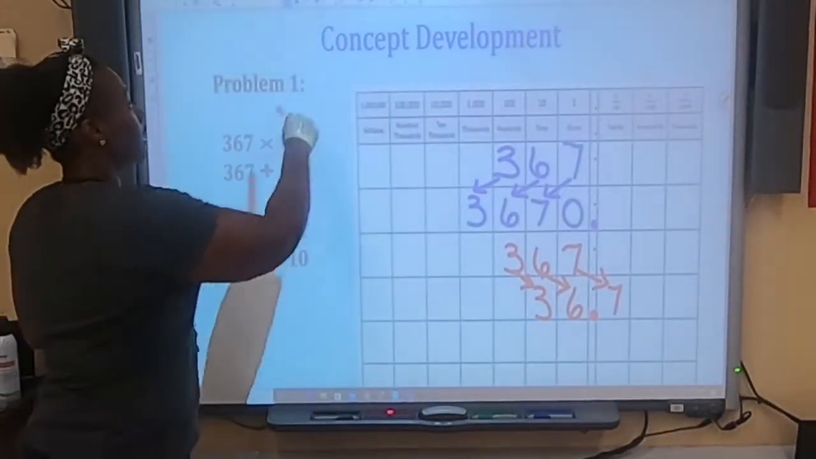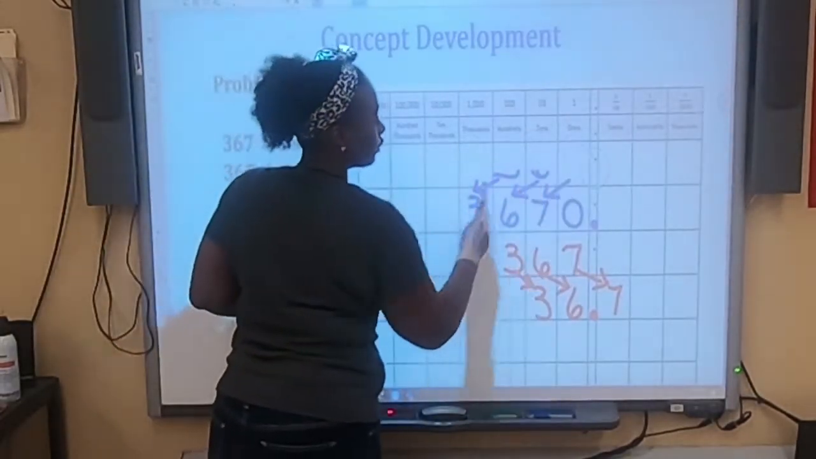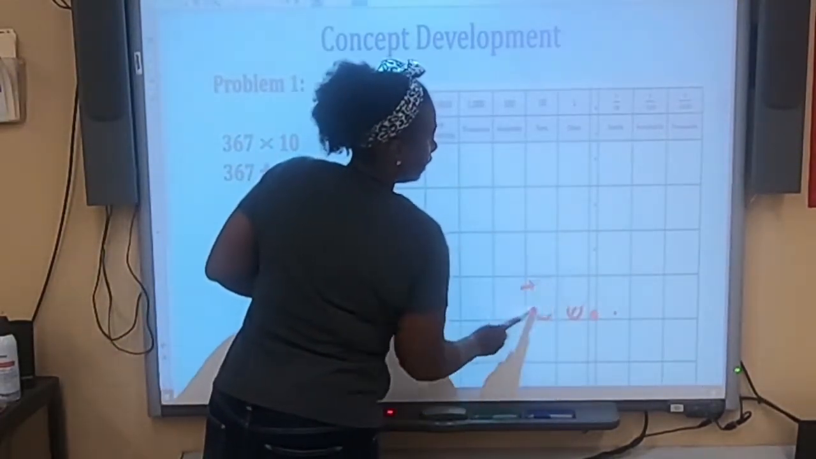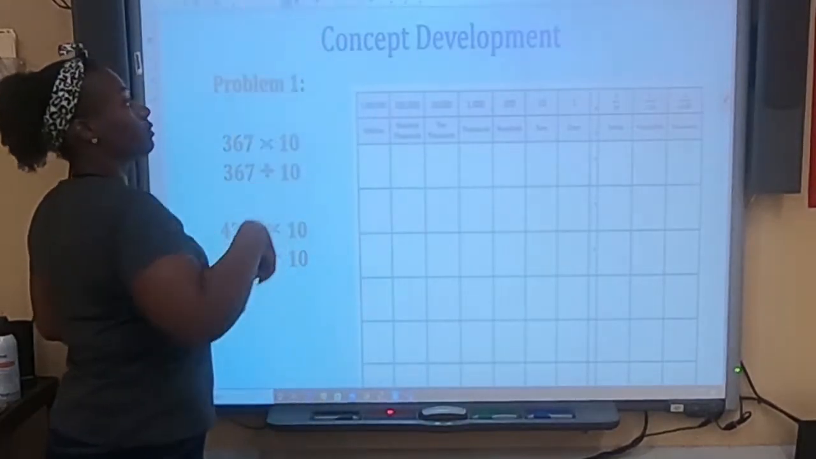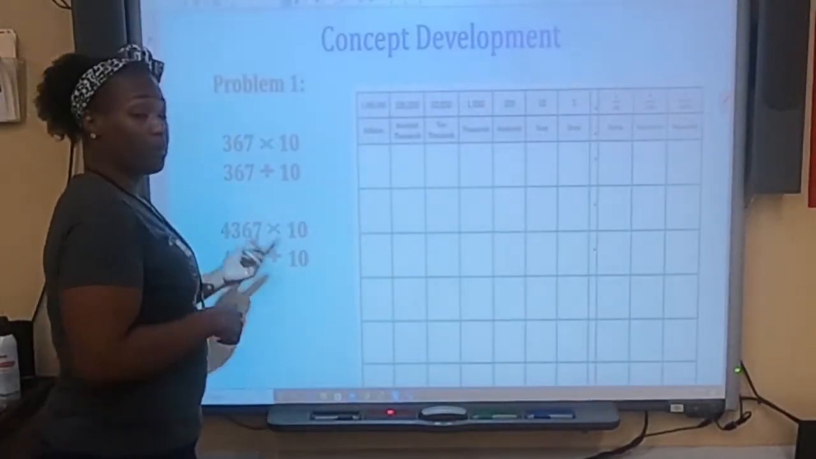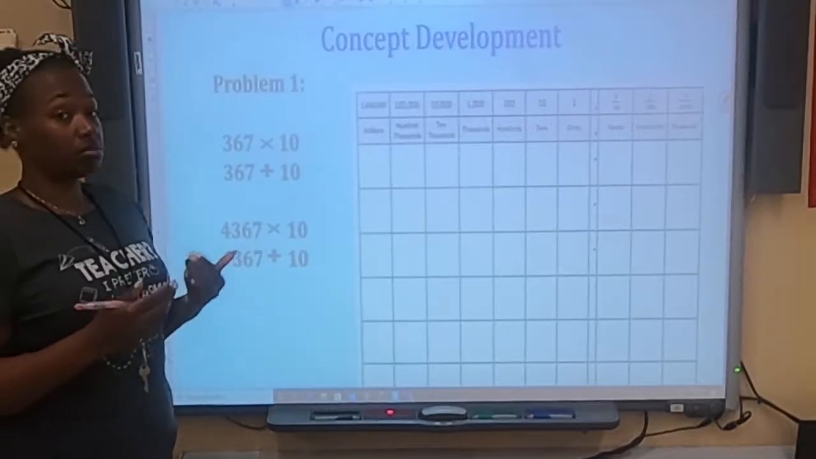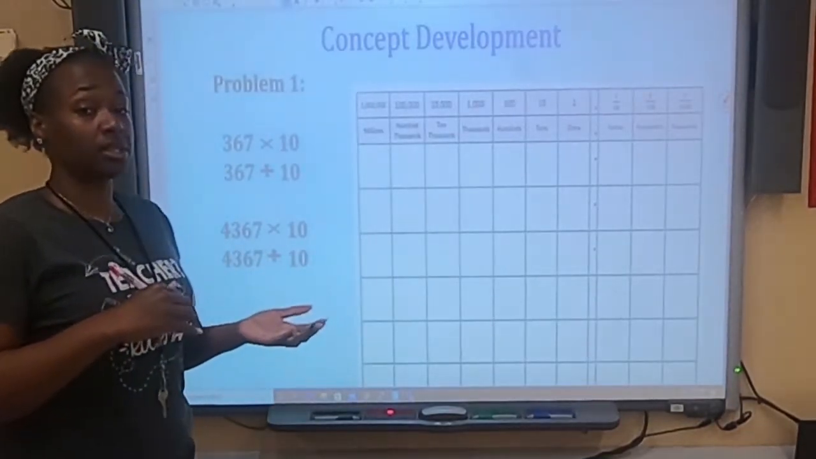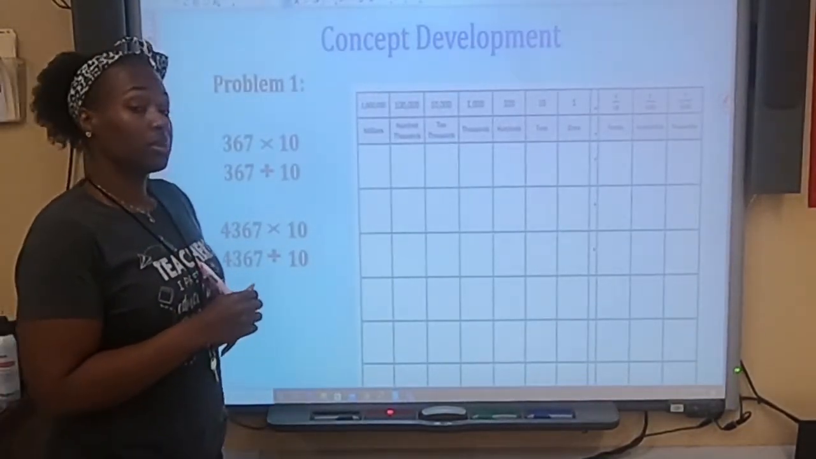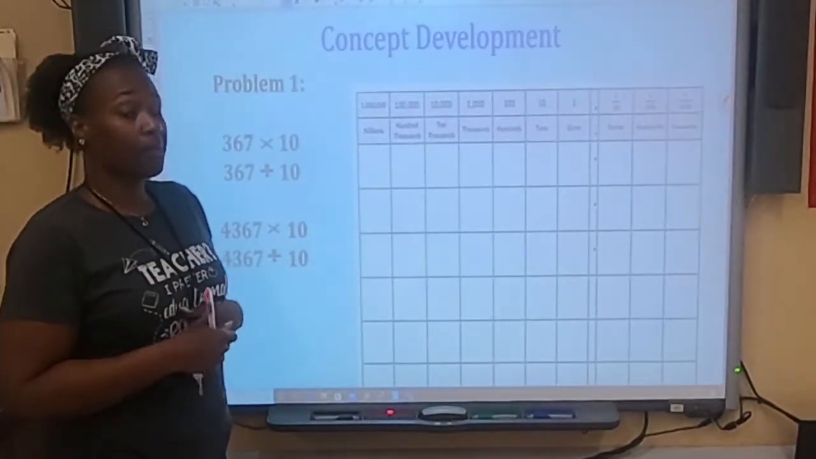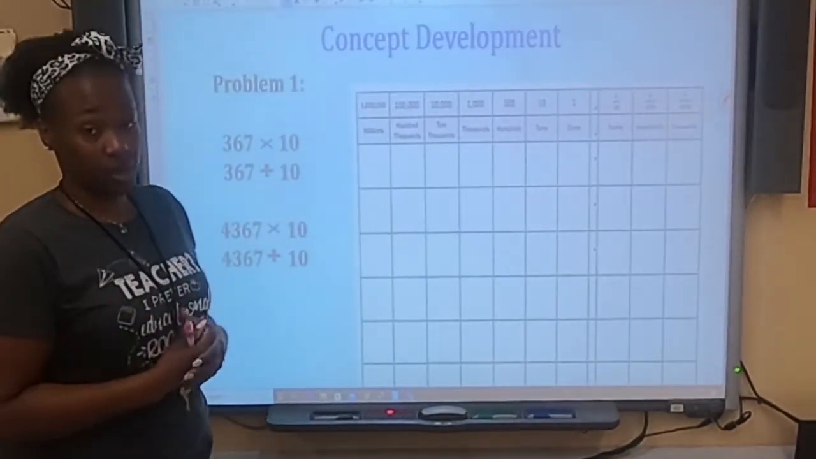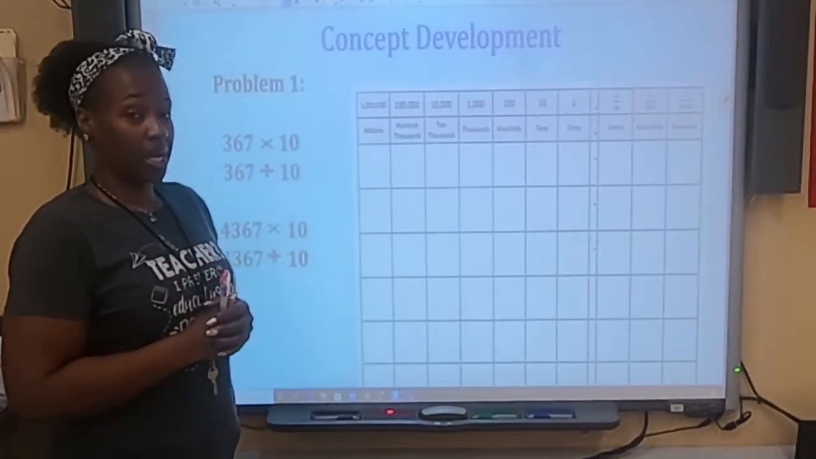Okay. Now let's use a number that's a little bigger. Even though our number is a little bigger, our steps do not change. When we multiply, we shift to the left. When we divide, we're shifting to the right. If we are multiplying by 10, we're shifting 1 time. If we are dividing by 10, we're shifting 1 time. None of my steps change.